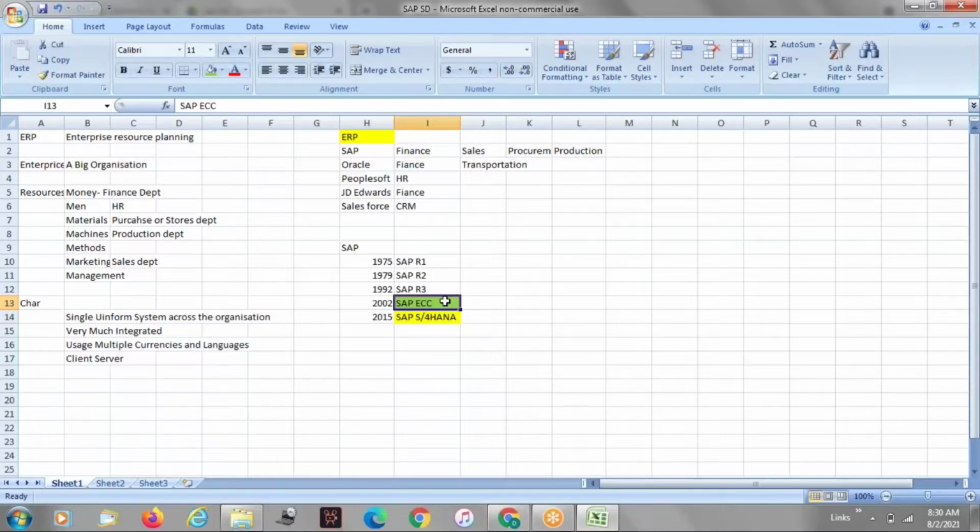Now, in terms of SAP, as we were saying, we have multiple departments. So we will talk about what kinds of modules we have in SAP. Okay, we will just talk about SAP modules.